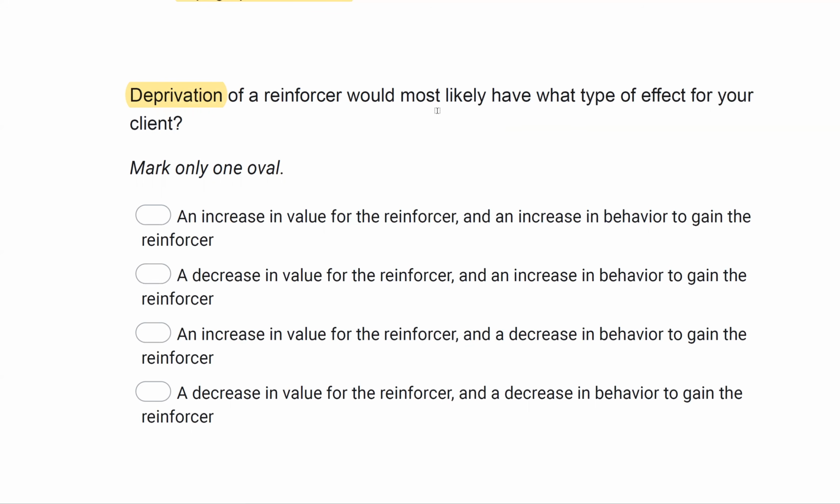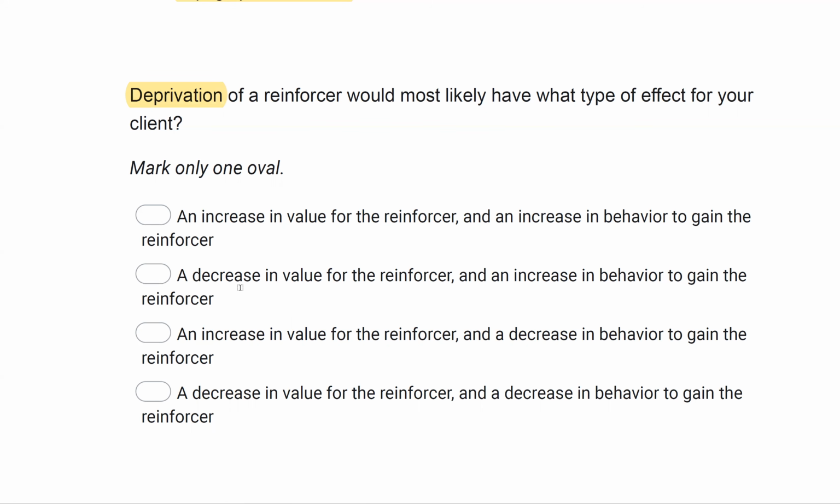So if you're deprived of something, what is likely going to happen? A, an increase in value for the reinforcer. Sure, if you're deprived, the value of that reinforcer is going to go up because you haven't had it in a while. So if the value goes up, what do you think your behavior is going to do? Well, your behavior is going to increase as well, right? Because you want to go ahead and gain that reinforcer. If you love pizza and you haven't had pizza in 5 days and the value of pizza is now very, very high, you're going to start being more likely to engage in behavior to get that pizza. So A looks pretty good. Let's read all of our answer choices.